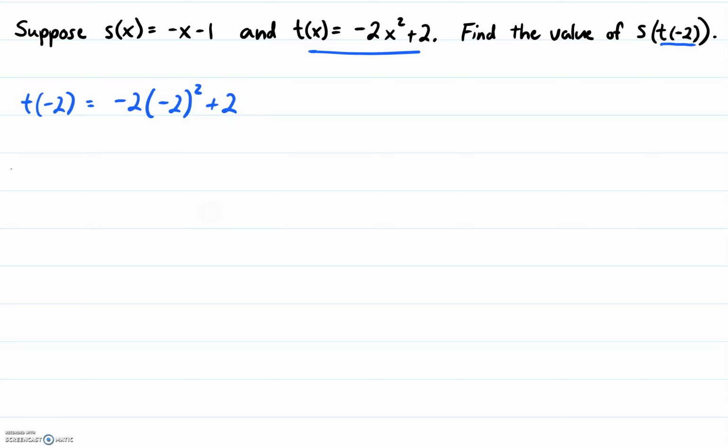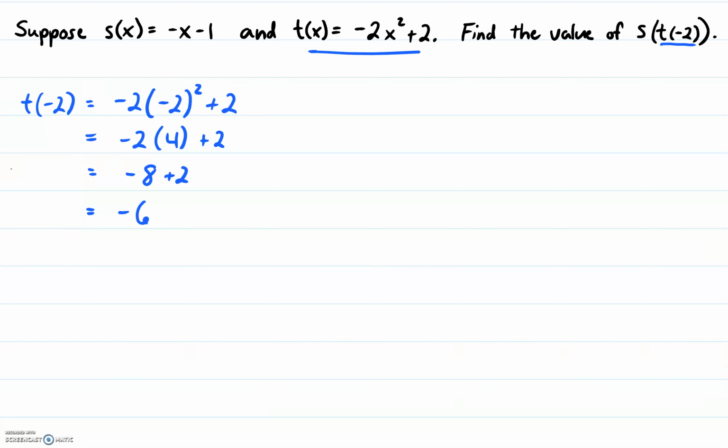Order of operations means we should do the exponent first. So the negative 2 out front comes down. Negative 2 squared is going to give us positive 4, and then plus 2. So then we'll multiply. Negative 2 times 4 is going to give us negative 8, plus 2, and that's going to give us negative 6. And so t of negative 2 is the same thing as negative 6.